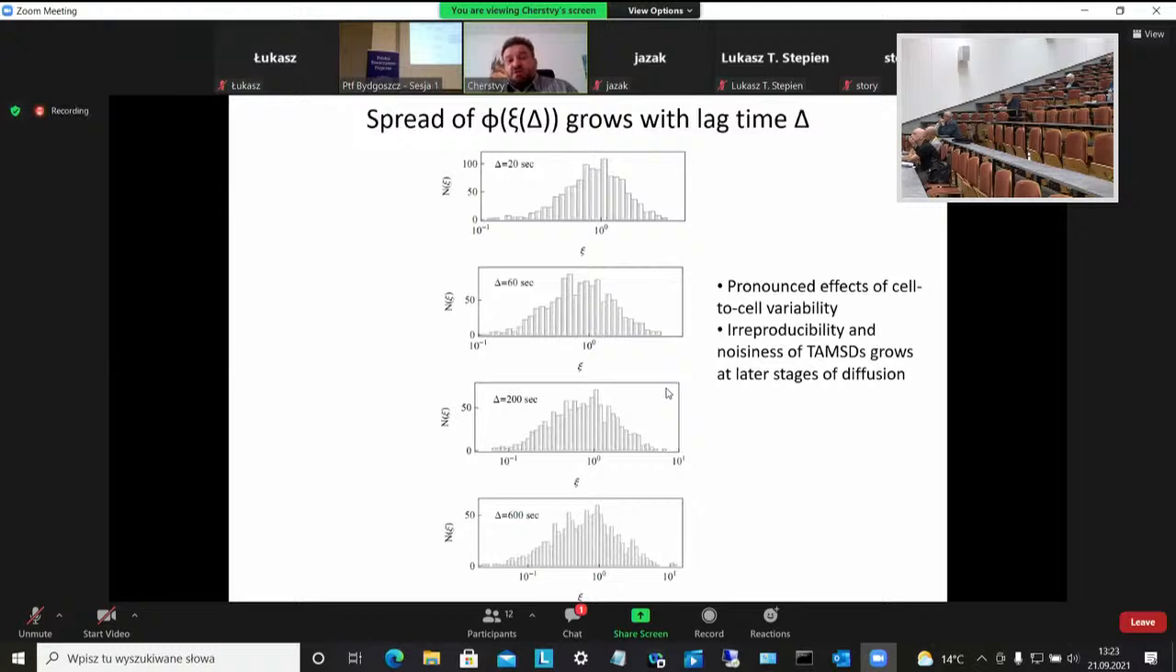This plot illustrates how the distribution of TMSDs, which is quantified by this kind of normalized variable, spreads in time. So we have a rather localized distribution at the beginning of the measurement and a very spread distribution at the end of the measurement. Again, this is due first to cell-to-cell variability, and second to lower reproducibility of signals towards the end of the trajectories.